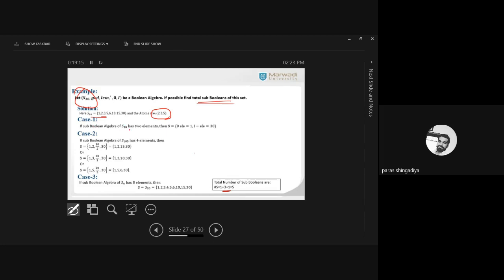If the total sub-Boolean algebra includes 2 elements only, then we have only one answer, which includes the 0 element and the I element. So 0 element of S30 is 1 and I element of S30 is 30. Okay, so that is the unique answer, only 1, 30. So that is one answer.